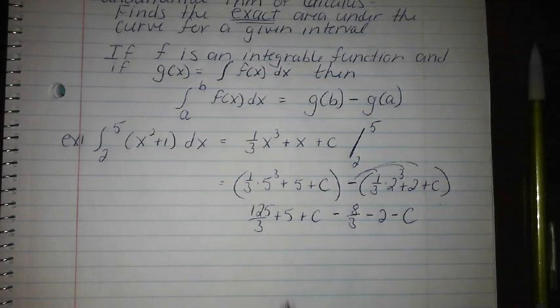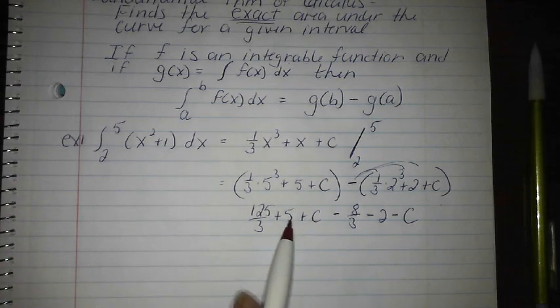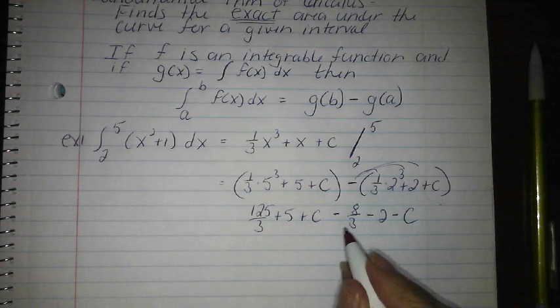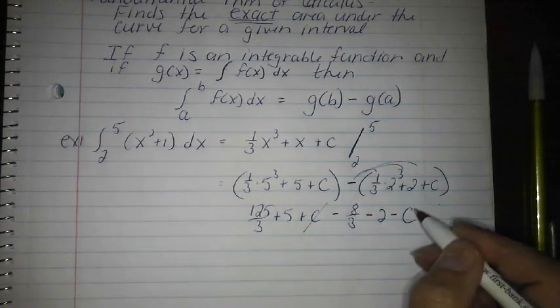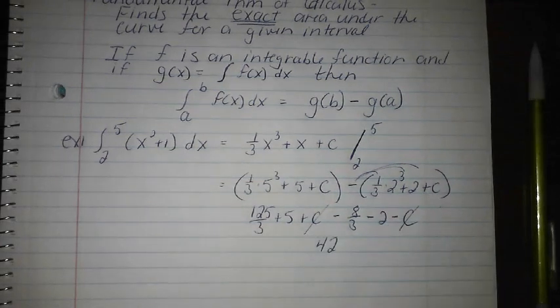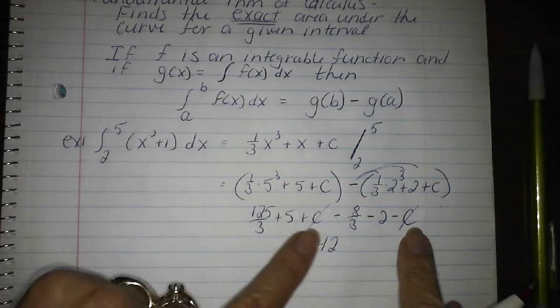So combining like terms, I have 125/3. Let's see, that'll be plus 5 minus 8/3 minus 2. I get 42, and you can see my c's cancel out. Final answer here is 42. And I just did all that on a calculator. The important thing here is to notice that the c's canceled out.